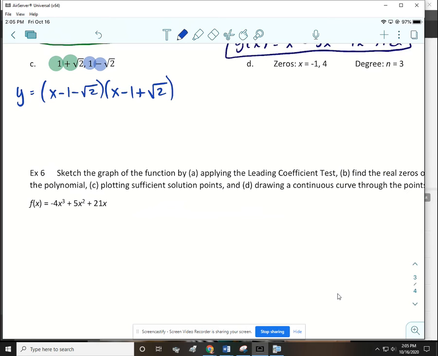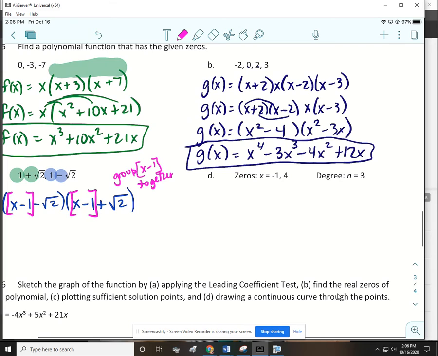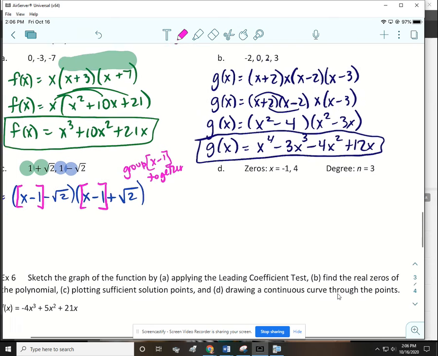Now, to multiply these together, we can just distribute x, distribute negative 1, distribute negative square root of 2. But it's easier if we use this little grouping method that I like to do. So these both have an x minus 1. So I'm going to group x minus 1 together. All right. Then it's kind of like what we had when we had x plus 2, x minus 2. We had the same terms, so the different sign in between, so we would just do a shortcut distribution.